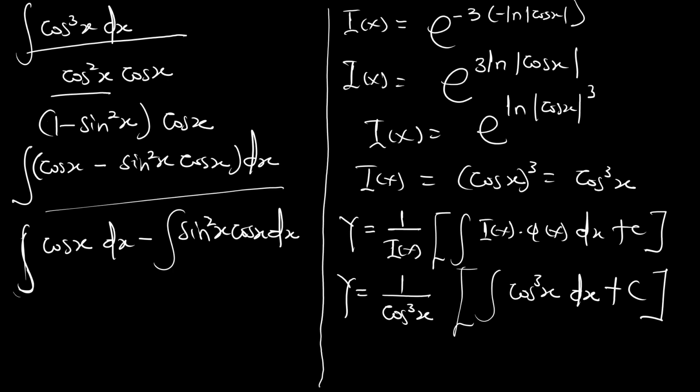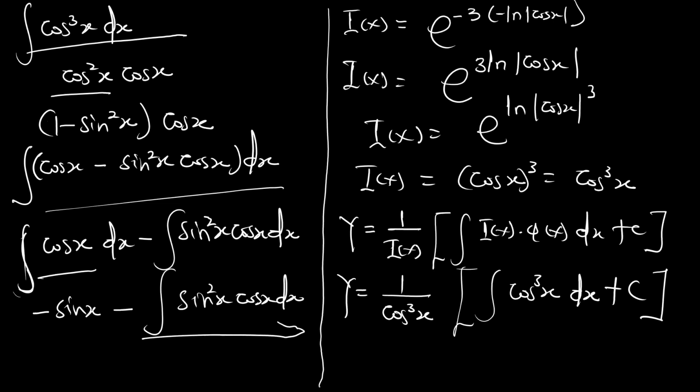So when we integrate cos x, that one is easy. When we integrate cos x, we are going to have sine x minus the integral of sine squared x cos x dx. So now here is our challenge again, sine squared x multiplying cos x. We know the first part gives sine x, minus the integral of sine squared x cos x dx. So let's integrate that part. Let's do this separately.